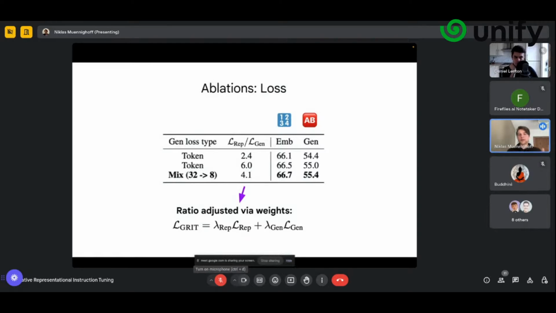And so it's kind of a trade-off. Do you want to give more weight to those longer things or not? Or do you want to give each sample the same weight? And we find that mixing them, so we go from token to sample loss, gives us the best performance.